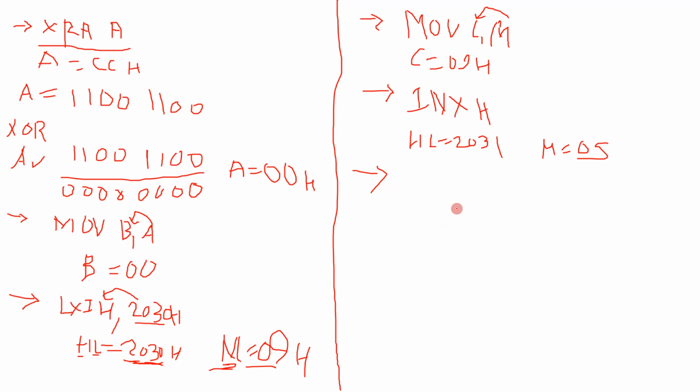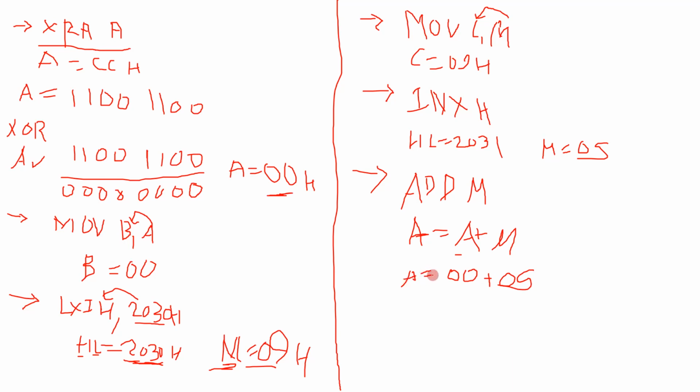The next instruction is ADD M. This means A is equal to A plus M. What is there in A? There is 00. What is there in M? 05. So after performing the add instruction, what will be there in the accumulator? There will be 05.